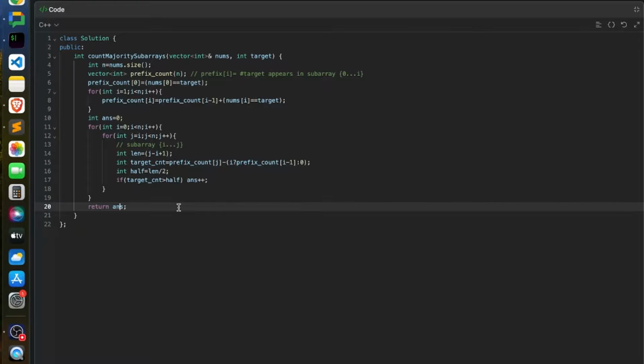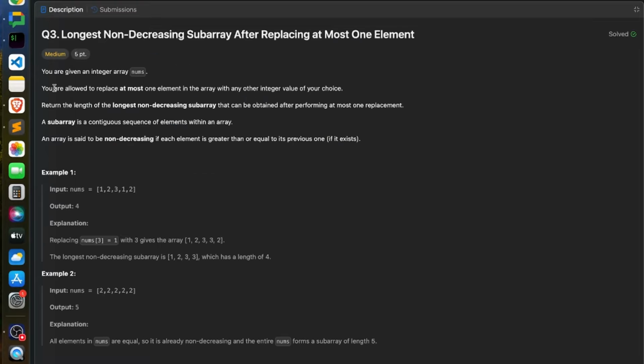Now let's look at the third problem. In the third problem, you are given an integer array nums and you are allowed to replace at most one element in the array with any integer of your choice. And you have to find out the length of the longest non-decreasing subarray that can be obtained after performing at most one replacement, right? This operation is that you just replace any number with any number of your choice, right? And we know what is a subarray and what is non-decreasing, right?